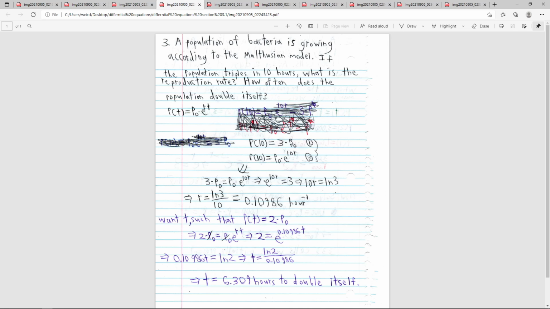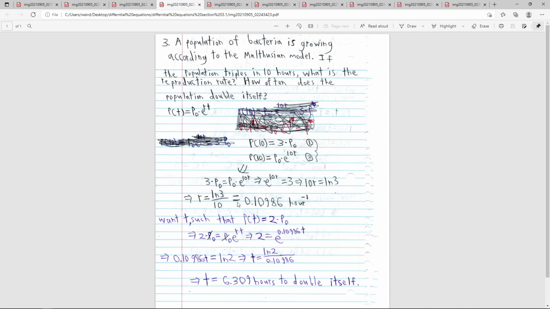So 3 times P0 is equal to P of 10, and P of 10 is also equal to P0 times e to the 10R, because t is 10 here. So we equate both equations, and we get 3 times P0 is equal to P0 times e to the 10R. We can divide both sides by P0 to get e to the 10R equals 3, and then take natural log to get 10R equal to ln 3. And divide by 10 on both sides, so R equals ln 3 divided by 10.